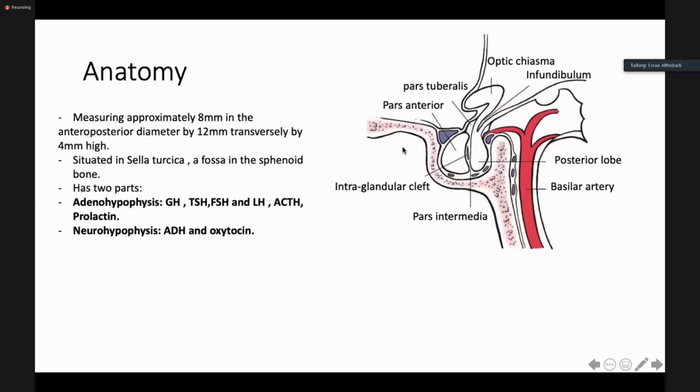Anatomy of the pituitary gland. The pituitary gland is situated here in the sphenoid fossa. It has two lobes: the anterior lobe, which secretes growth hormone, TSH, FSH, LH, ACTH, and prolactin, and the posterior lobe, which secretes antidiuretic hormone and oxytocin. And here is the infundibulum, and here is the optic chiasm.